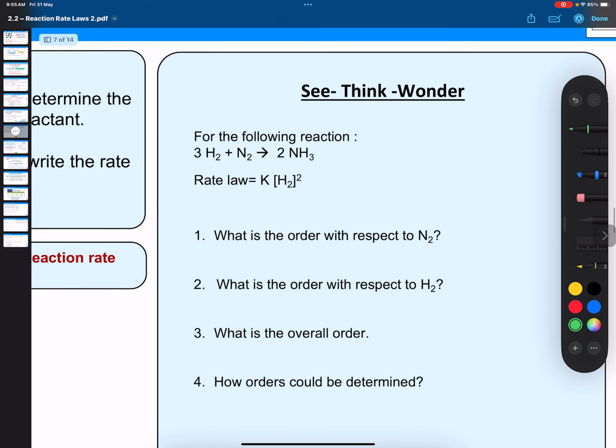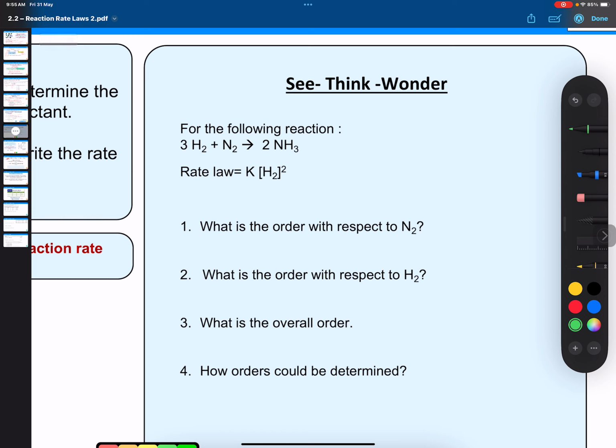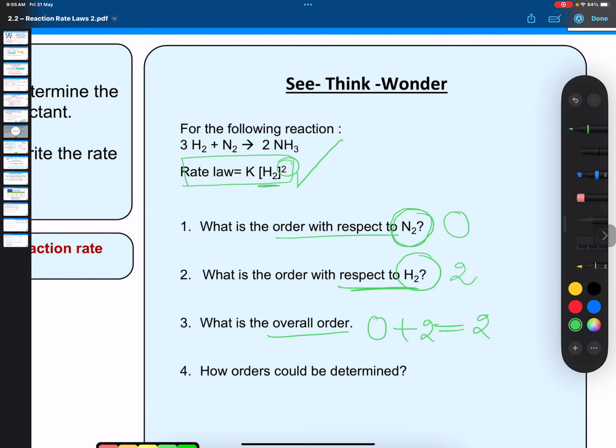Then let's see this question quickly. For the following reaction, the rate law is given. What is the order with respect to N2? They haven't mentioned N2 here, so it means it's 0. Order with respect to H2, you can see raised to the power 2, so 2. What is the overall order? 0 plus 2, so it's 2. How could you find the orders? They are determined experimentally.